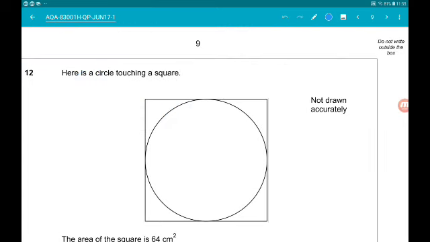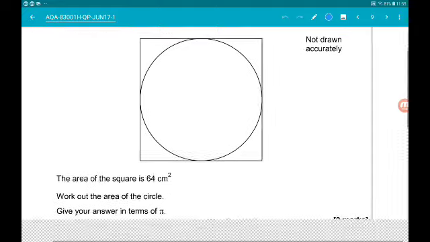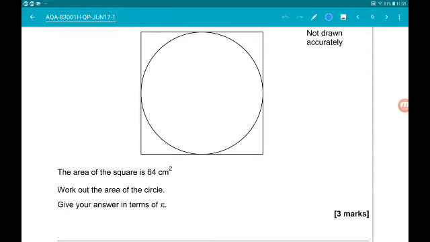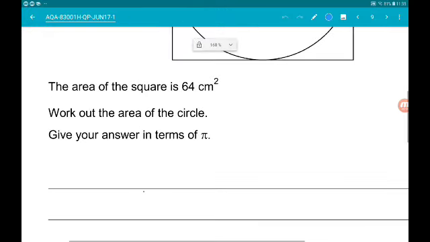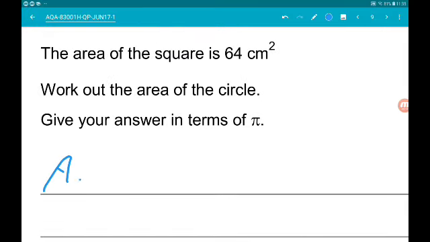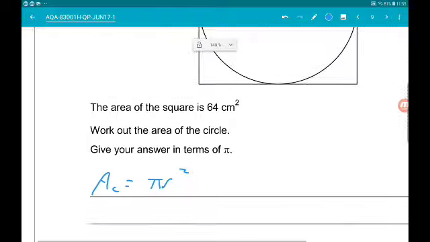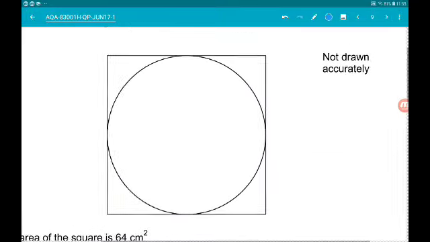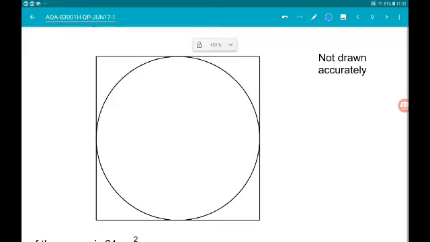In question 12, we have a circle touching a square. We're told the area of the square is 64 centimeters squared. We want to work out the area of the circle in terms of pi. So the area of a circle is pi r squared. So we need to find the radius. Now we know that the diameter of the circle is the same as the side length of the square.